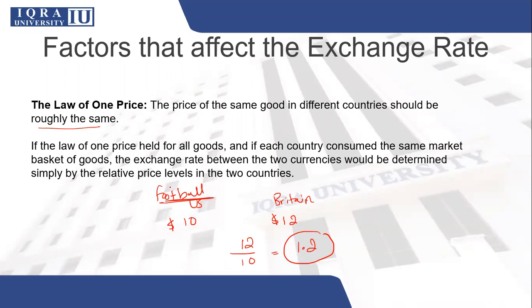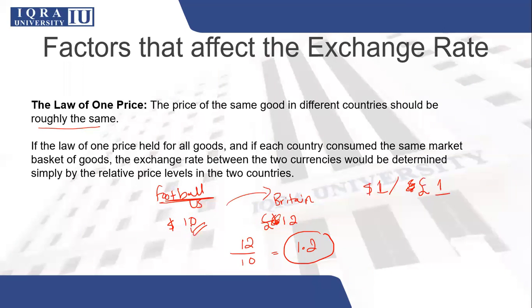For example, if this is not the case, for example, if the exchange rate is actually $1 to one pound, if this is the exchange rate, then that would mean that it would be cheaper to purchase the football in the US and then sell it in Britain, because over there you can sell it at a higher price. Sorry, it should be pound over here. You can sell it at a higher price in Britain.